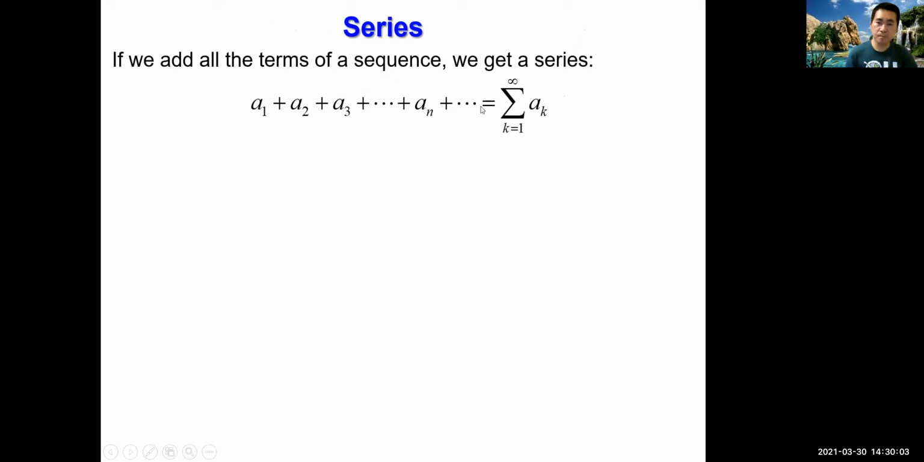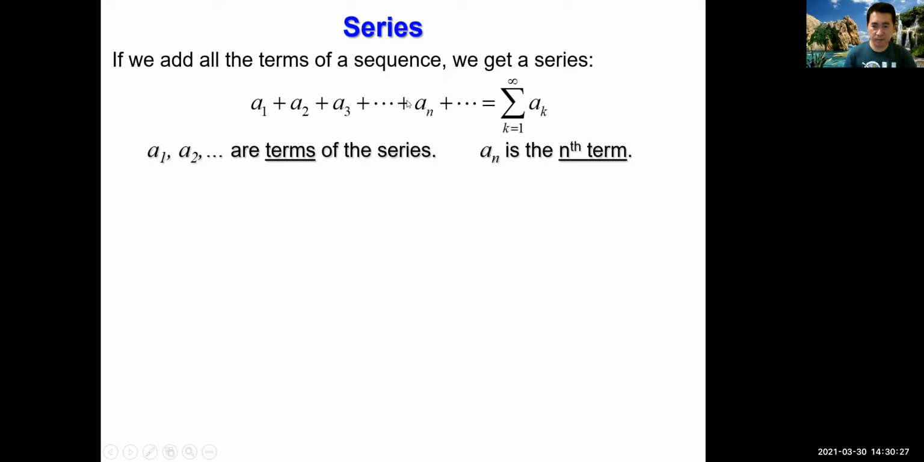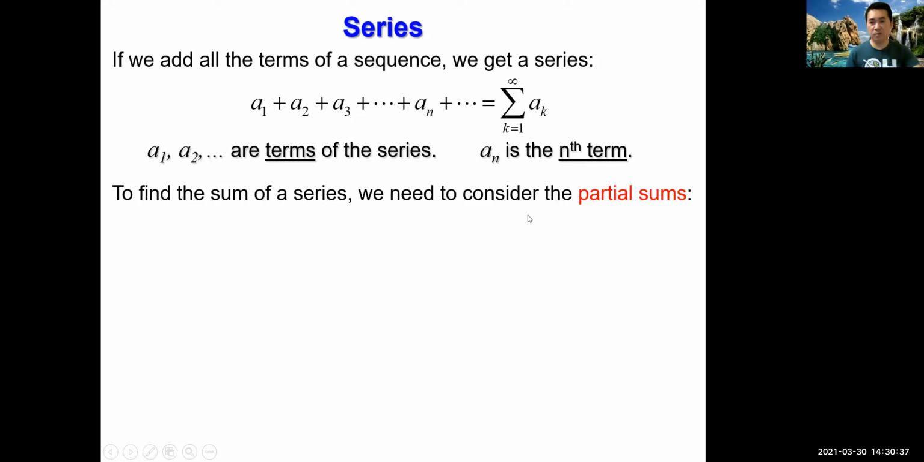Now, sometimes you cannot tell, actually most of the time you cannot tell, whether it has a finite sum or not. So in order to do that, we're going to have to consider partial sums. Each of these is a term of the series. The a sub n will be the nth term: the first term, second term, third term, up to the nth term. And to find the sum of the series, we need to consider partial sums.